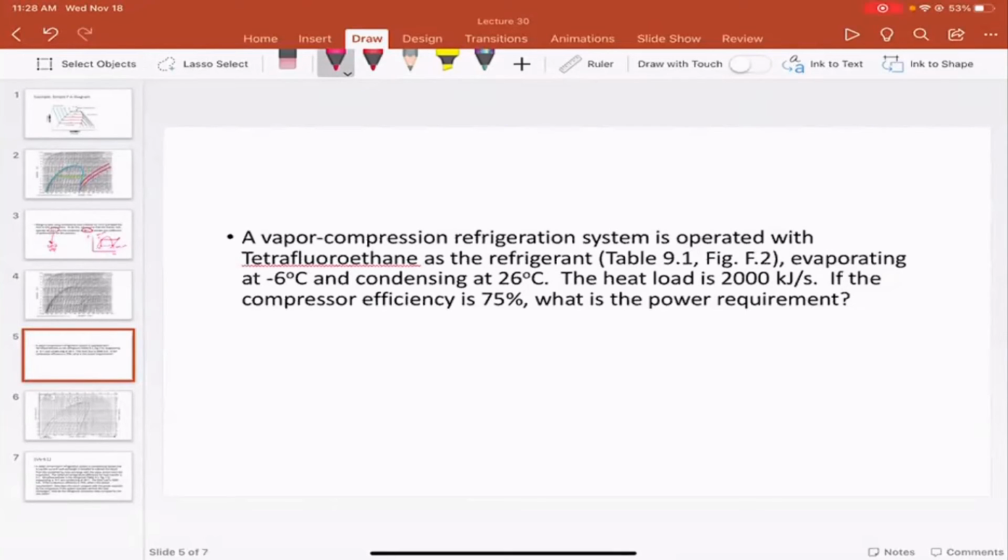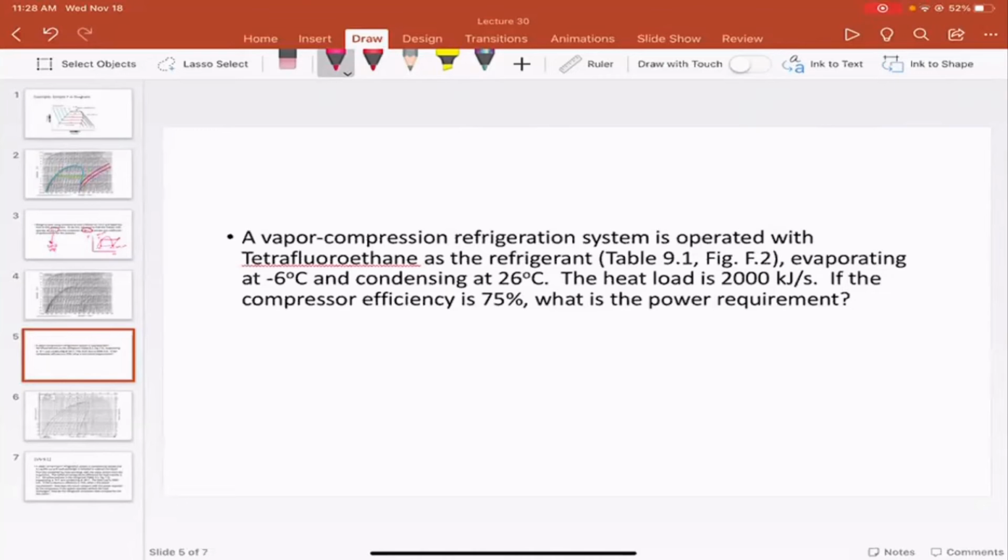Then we're told that the heat load is 2,000 kilojoules per second, and if the compressor efficiency is 75%, what's the power requirement? So we have a little bit of a different mission here in this problem. We're not going to calculate the coefficient of performance. Instead, we're going to figure out first how much power it takes, and we're also going to do something a little bit different than the previous problem, where the compressor efficiency isn't going to be assumed to be 100%. We'll assume that it's 75% and talk through how we're going to do that.